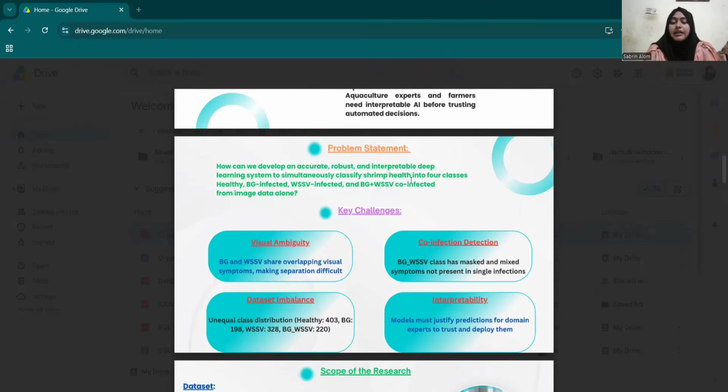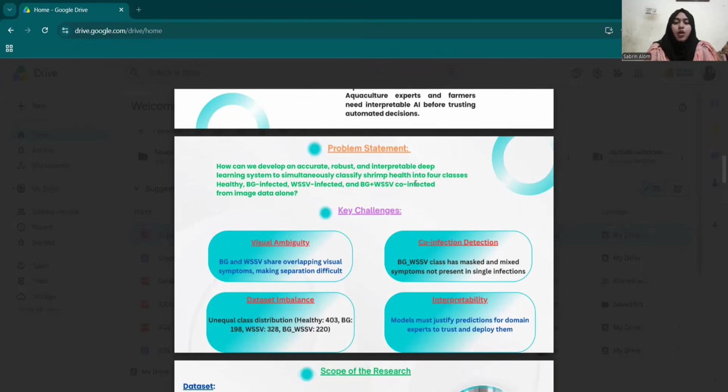Here we can see the key challenges. The first challenge is visual ambiguity. Black gill and white spot virus look similar in this photo. The symptoms overlap, so even a trained eye can get confused. That is called visual ambiguity.